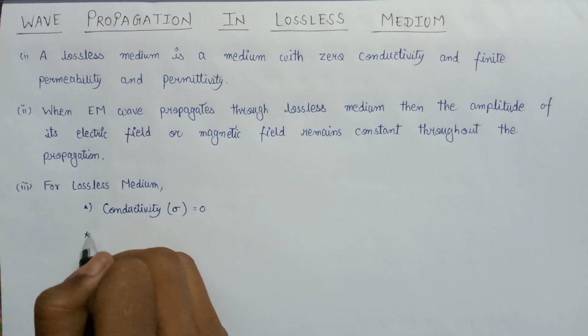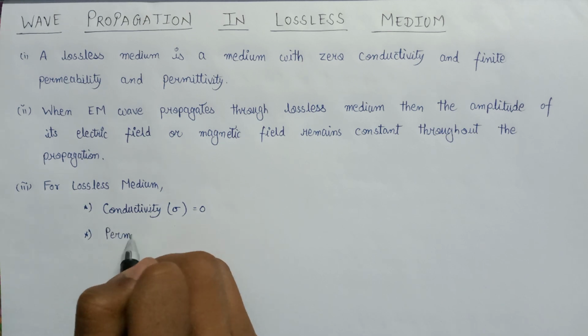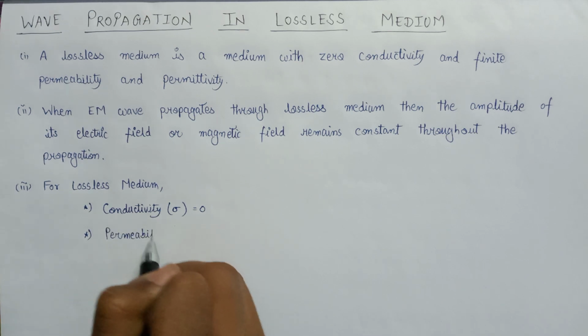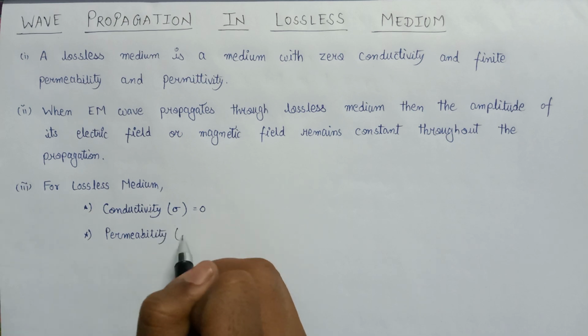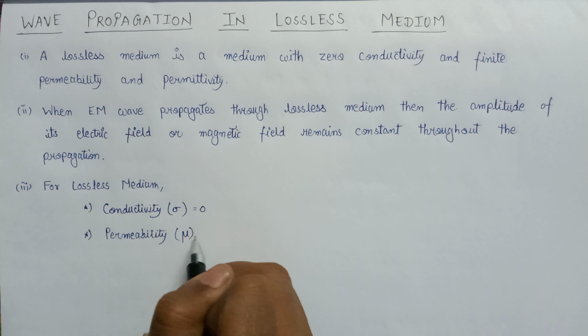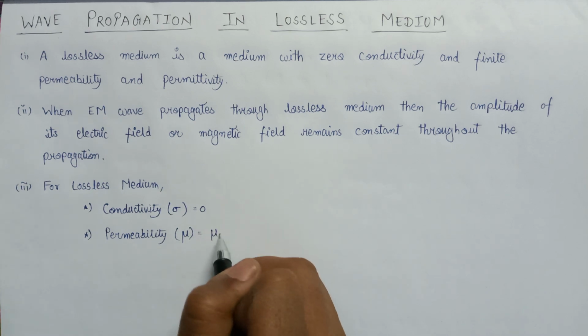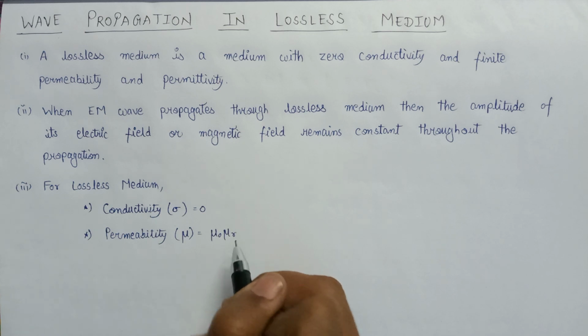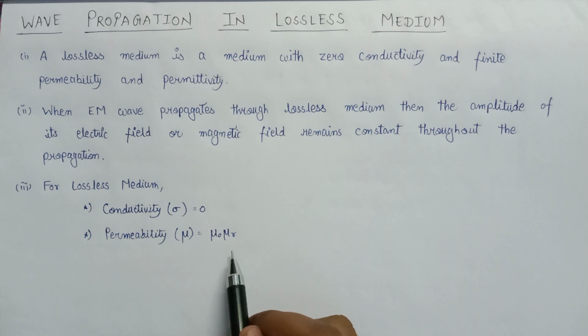The second parameter is permeability. The permeability can also be represented by mu, where for the lossless medium mu is equal to mu zero mu r, where mu zero represents the permeability of free space and mu r is relative permeability.